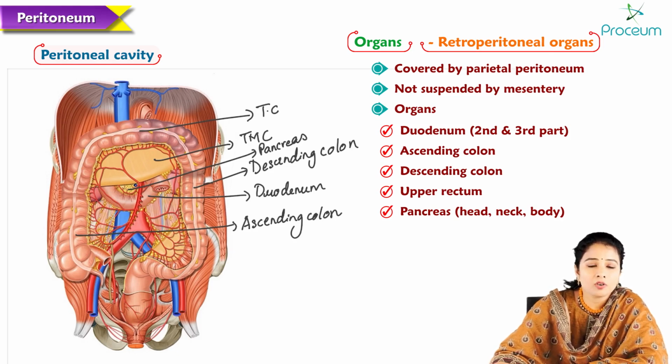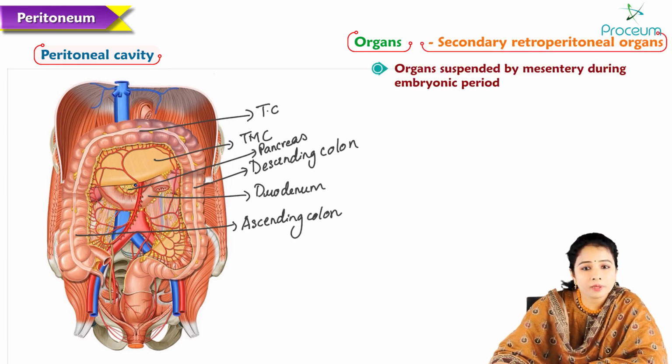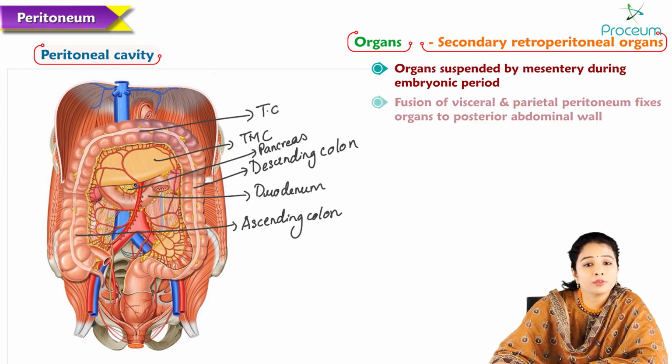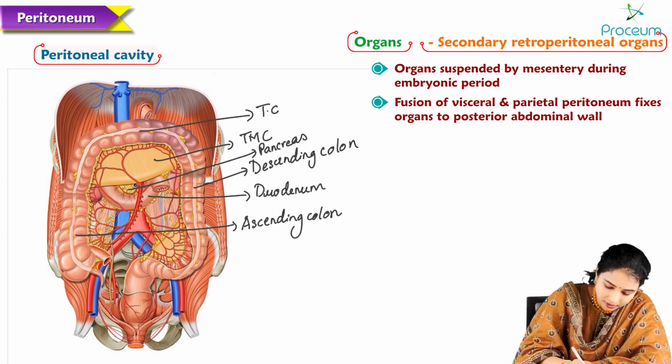Secondary retroperitoneal organs: organs which are suspended by mesentery during the embryonic period, and fusion of the visceral and parietal peritoneum fixes the organ to the posterior abdominal wall. So that is called zygosis. So through the process of zygosis, the organs fix to the posterior abdominal wall. So the secondary retroperitoneal organs are kidneys. So we can see a little part of kidneys.